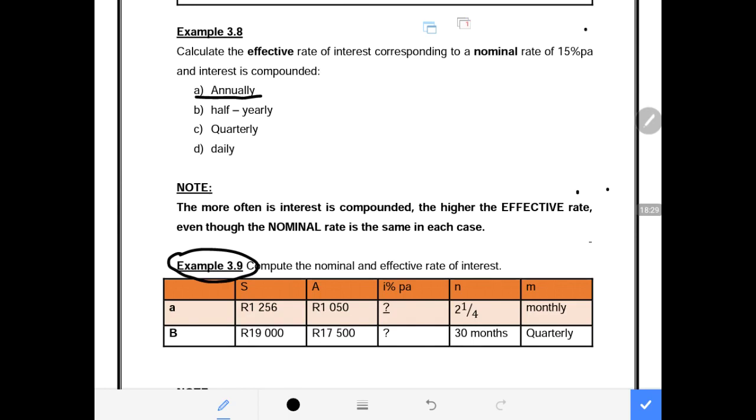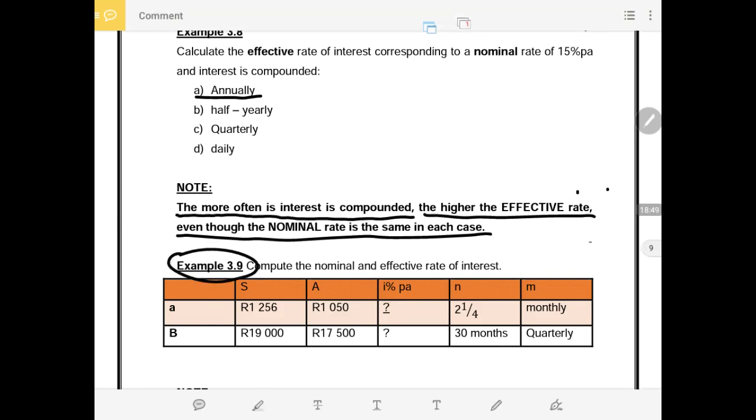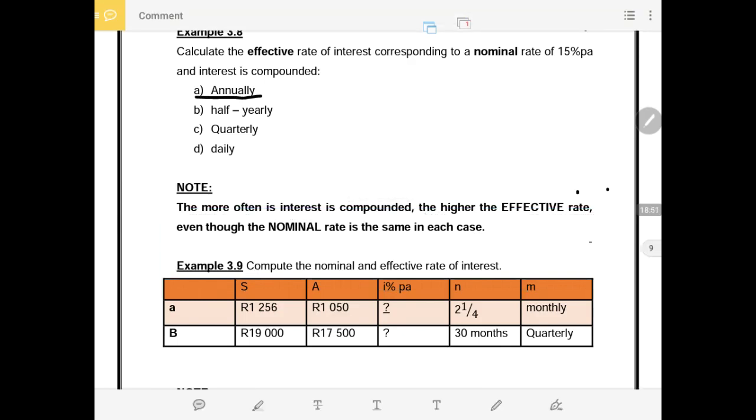And you can see the note here, which is a very important note before I close. It says, the more often interest is compounded, the higher the effective rate, even though the nominal rate is the same in each case. And exactly what I've been preaching is that the minute your interest is compounded more often, your effective rate of interest, meaning the interest rate that is effective, will always be higher than the nominal or the advertised rate of interest.